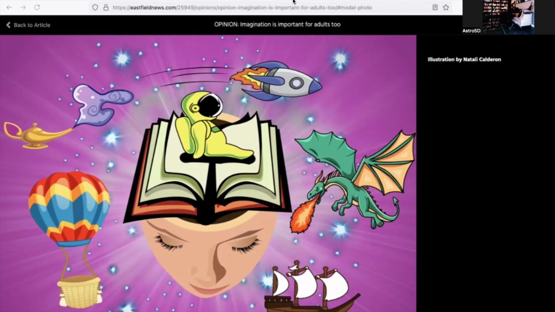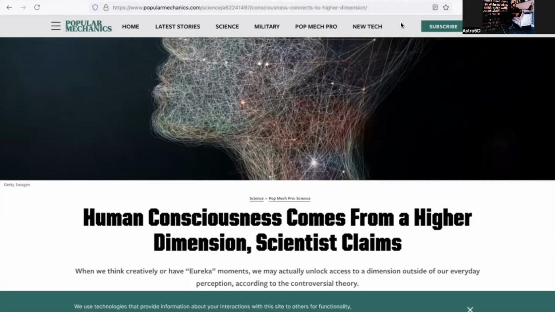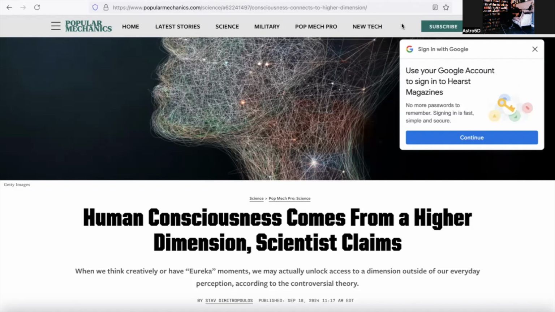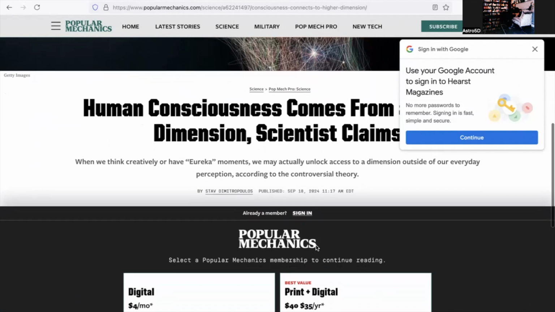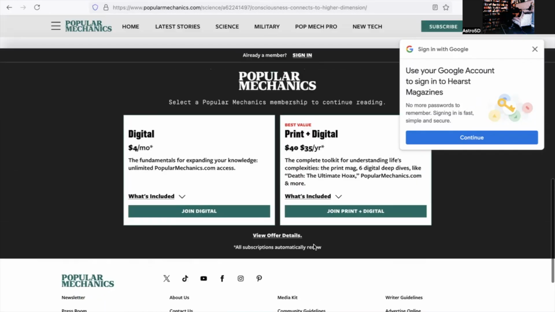But to be able to hold a photo in your mind, and now they're saying that our consciousness comes from another reality. Popular Mechanics: Human consciousness comes from a higher dimension, scientist claims. When we think creatively or have eureka moments, we may actually unlock access to a dimension outside of our everyday perception, according to the controversial theory.